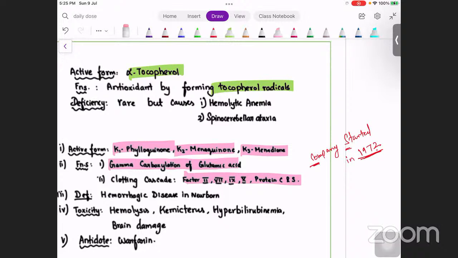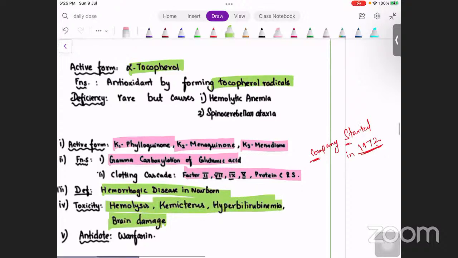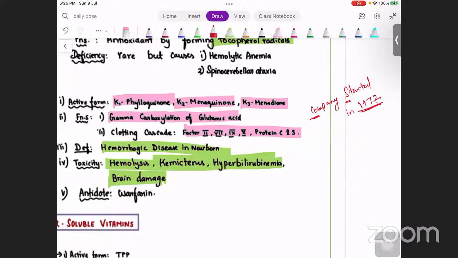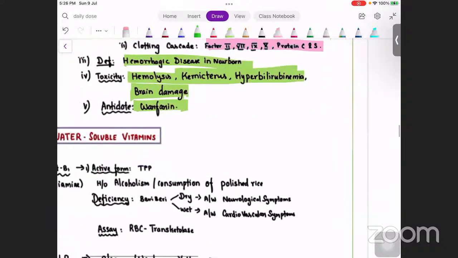Deficiency causes hemorrhagic disease of the newborn. Toxicity causes hemolysis, kernicterus, hyperbilirubinemia, and brain damage. While for the antidote, remember always, warfarin and vitamin K are like brothers. Warfarin counteracts vitamin K, and vitamin K counteracts warfarin. The antidote for vitamin K toxicity is warfarin, while the antidote for warfarin toxicity is vitamin K. You have to remember that.